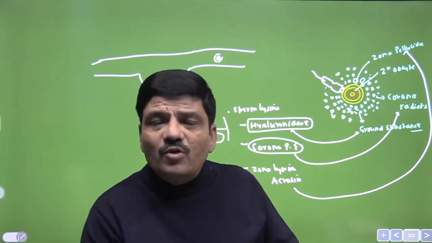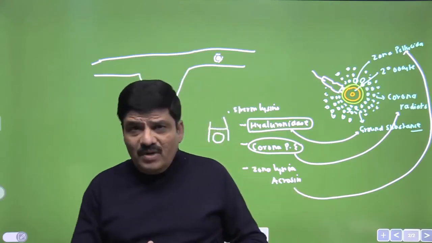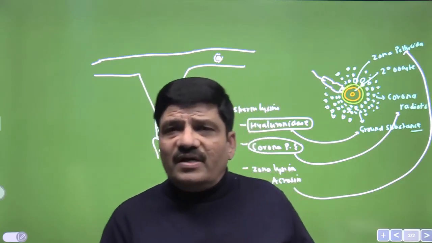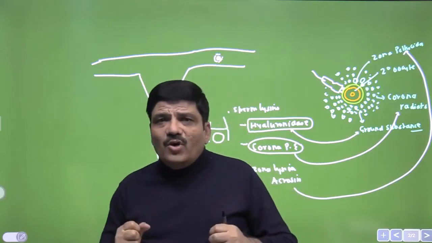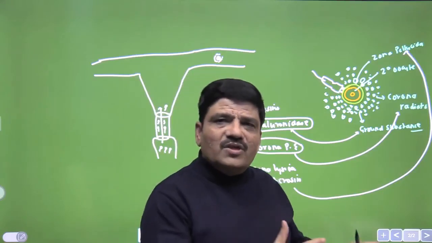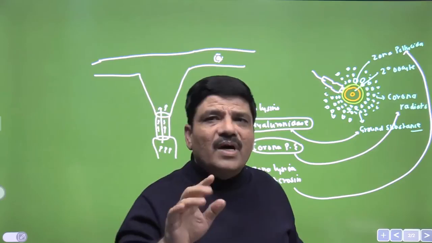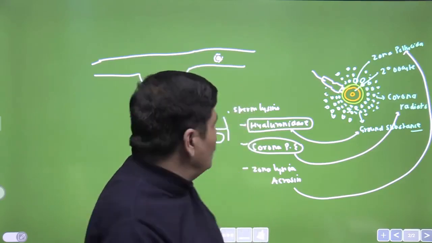Now polyspermy would be fertilization of a single ovum by more than one sperm, and obviously you can understand that if more than one sperm fertilizes the ovum, it will lead to polyploidy, and polyploid zygotes do not develop in human beings. So at any cost, polyspermy has to be prevented, and a very important role is played by the zona pellucida here. So that is the second important function played by the zona pellucida.